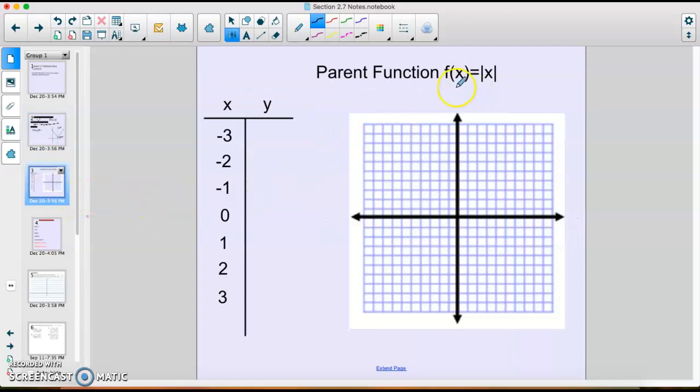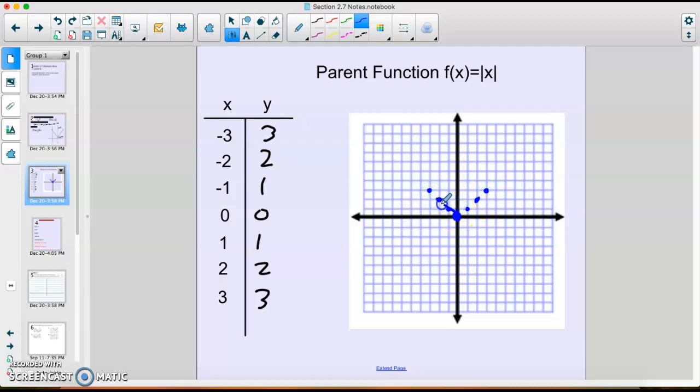All right, so our parent function, like I was talking about, f of x equals absolute value of x. If we plug in negative 3, we're going to get out positive 3. If we plug in negative 2, we're going to get out positive 2. If we plug in negative 1, we're going to get out 1. If we plug in 0, the absolute value of 0 is 0. And then absolute value of 1 is 1, of 2 is 2, and of 3 is 3. Now we can plot these points. And so we have our vertex at (0, 0). And then we have (1, 1), (negative 1, 1), (2, 2), (3, 3), and it's symmetrical.